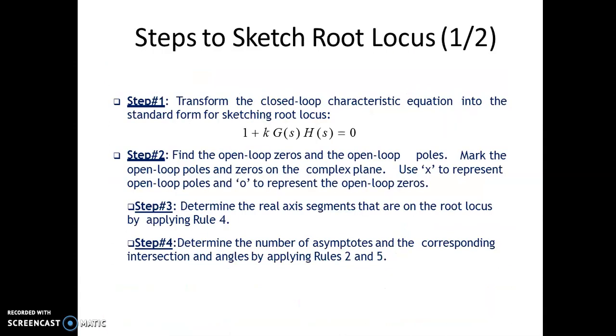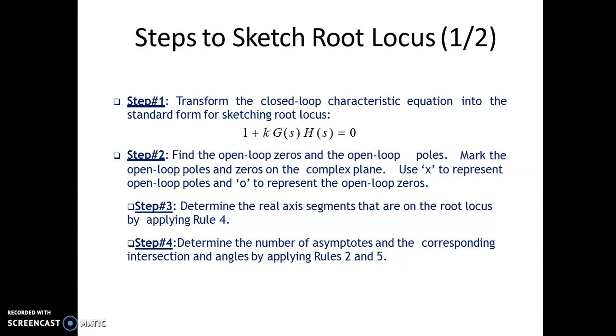These are the steps we can follow to draw the root locus. Step 1: whatever the transfer function given, we take the characteristic equation of the closed loop transfer function, that is 1 plus k into G of s into H of s equal to 0. Second, find the poles and zeros. Mark the poles and zeros in the complex plane, that is the s plane. X represents poles and a small circle represents zeros.